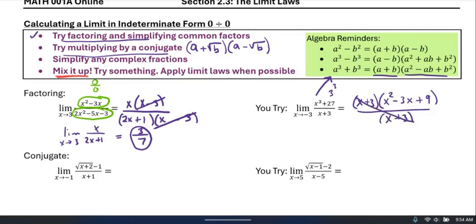Then try plugging in our value of negative 3. We're taking the limit as x goes to negative 3, so we get negative 3 squared minus 3 times negative 3 plus 9, which will be equal to 9 plus 9 plus 9, or 27.